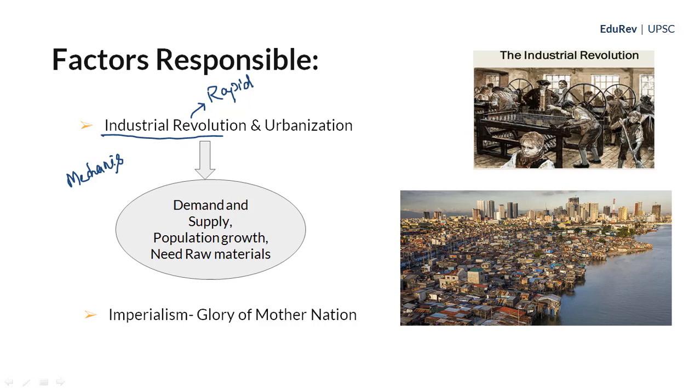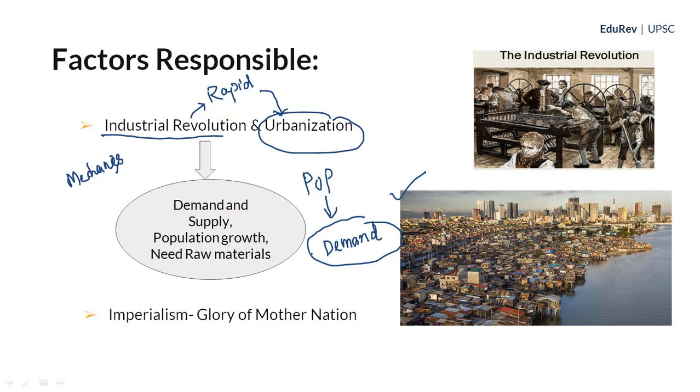It has led to the growth in the industry, and as a result of this industrial development, there is high urbanization. So as a result, there is population growth, huge population growth, and because of this increasing population, what happened? The demand has increased. So demand for goods has increased, and now the people have the means of production, that is, they have the machines.